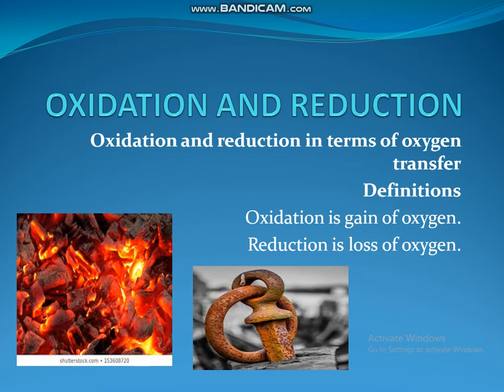First of all, we will discuss oxidation and reduction in terms of oxygen transfer. In terms of oxygen transfer, oxidation is gain of oxygen and reduction is loss of oxygen. Burning of coal and rusting of iron are two examples of oxidation. So we can see oxidation is the gain of oxygen and reduction is the loss of oxygen.